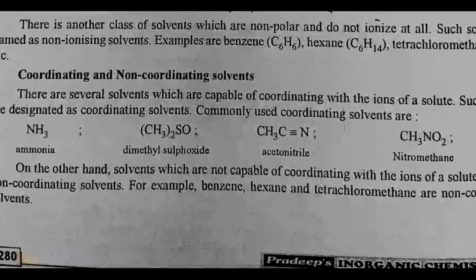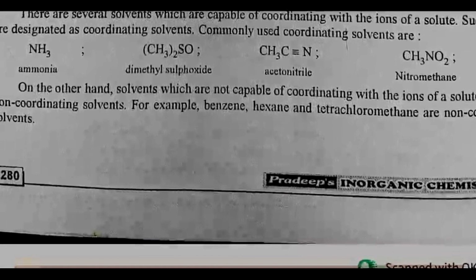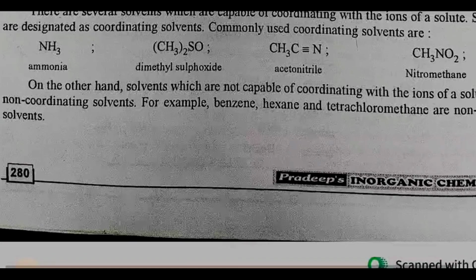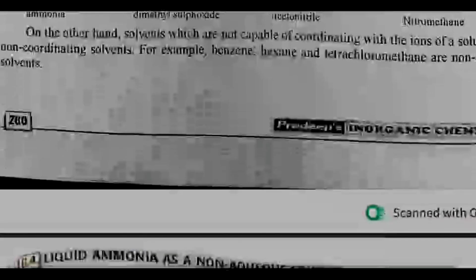Coordinating or non-coordinating solvents. There are several solvents which are capable of coordinating with the ions of solute. Such solvents are designated as coordinating solvents. Commonly used coordinating solvents are ammonia, dimethyl sulfoxide, acetonitrile, nitromethane. On the other hand, solvents which are not capable of coordinating with the ions of solute are called non-coordinating solvents. For example, benzene, hexane and tetrachloromethane are non-coordinating solvents.